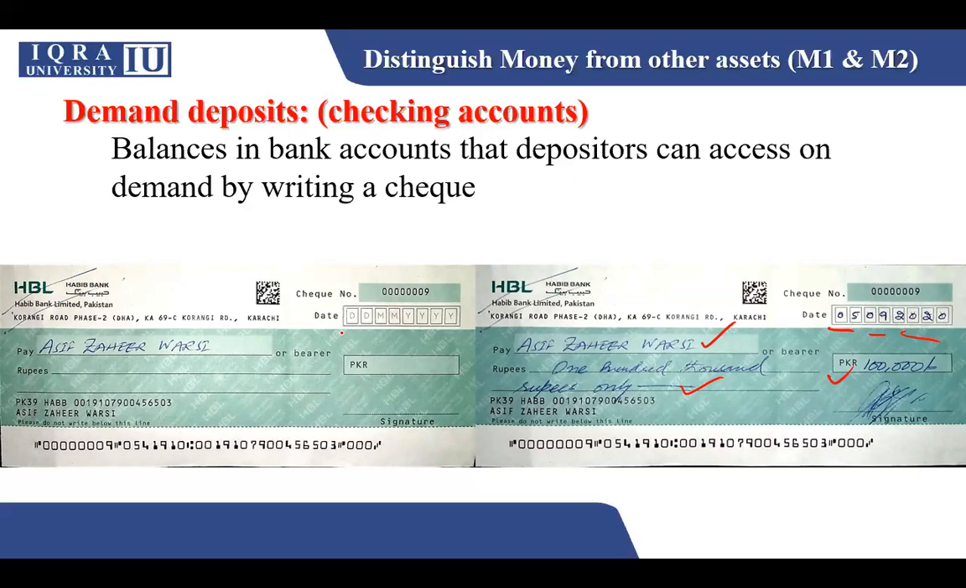Day, month, and year is written here. You can see on your screen: D is day, M is month, and Y is year. Sign should be there, which is definitely important. And if you cross it, then it can only be deposited into the payee's account. So this is how you write a check and claim your deposits back or transfer your deposit from one account to another account. This is known as demand deposits or checking accounts.